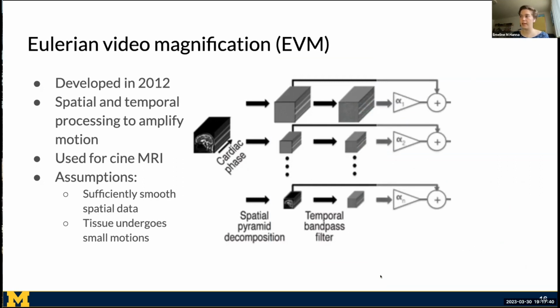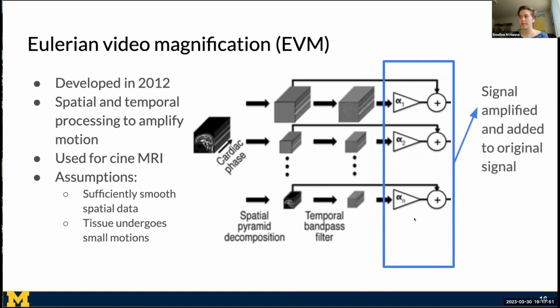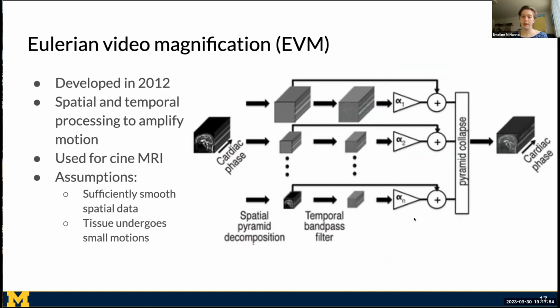So then that extracted motion is amplified by a factor, which is shown here as the alpha value, and then that's added back into the original image. And then those images can be summed to reconstruct the output images. And just to summarize, the output of this is going to be an MRI similar to what was before, but just with the motions from the heartbeat amplified by that amplification factor.